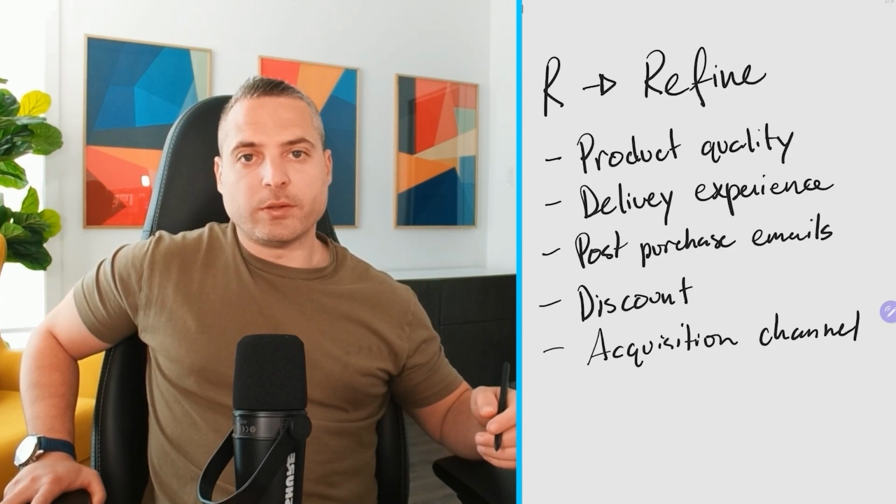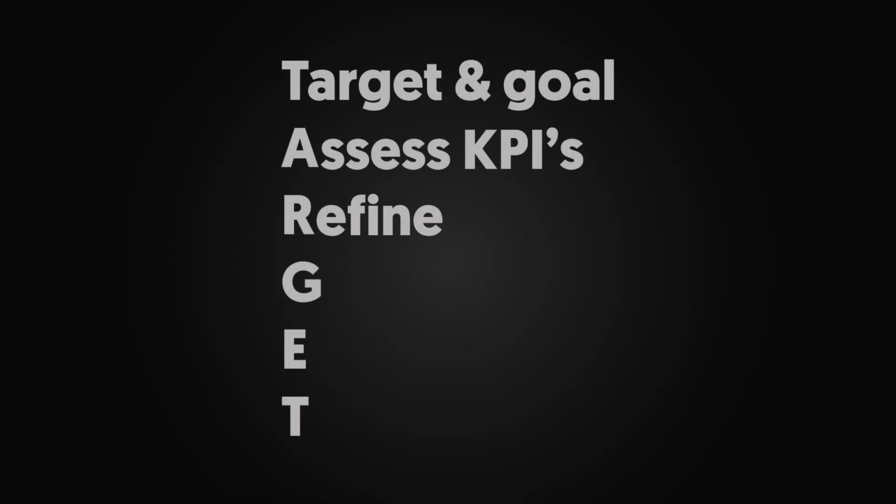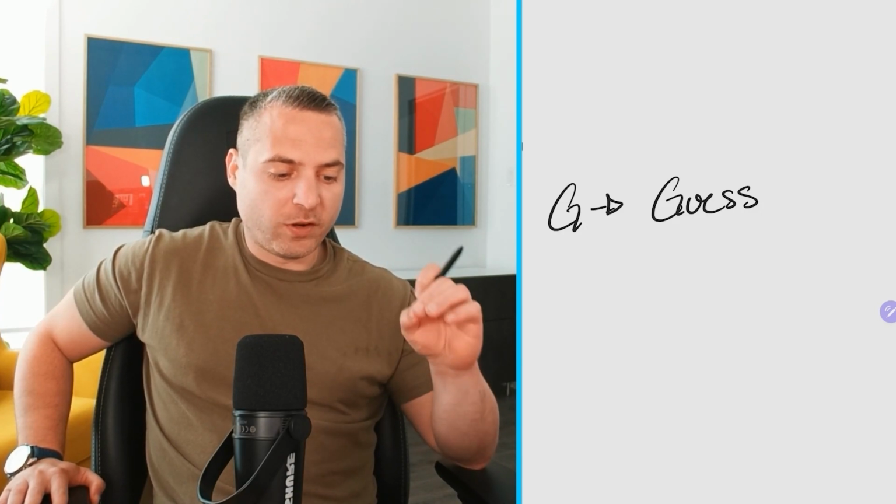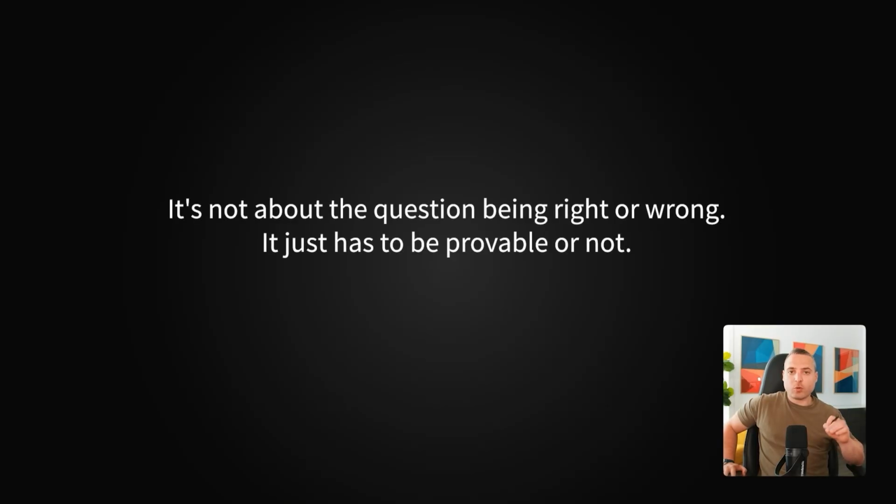All right, moving on to step number 4, target framework, which is G for guess. And what I mean by guess, I know it's probably surprising and that's not what you would expect when doing data analysis, but the goal here is just to form a hypothesis. And again, it's simply to keep your analysis focused, to have very specific questions you're trying to answer. This is optional, but it's a very good way to keep the focus in your data analysis because we will formulate a very specific question. So it's not about the question being right or wrong, it just has to be provable or not.